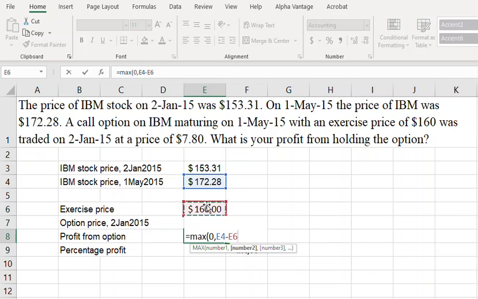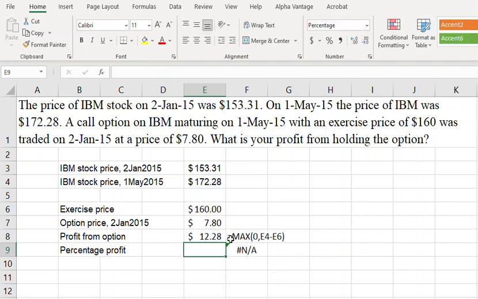But what we also then have to do is back out for the cost of our option, which is in E7. So what this statement is telling us, we're either going to have a max of two states, either 0 or E4 minus E6. So for instance, notice here, because E4 is greater than E6, we have an output of 12.28.